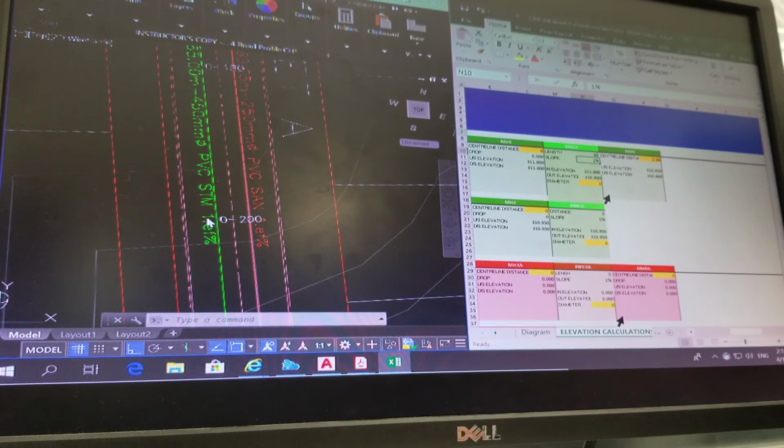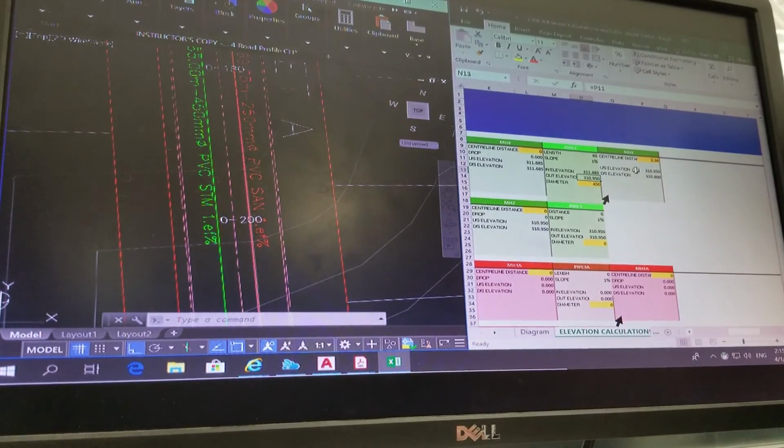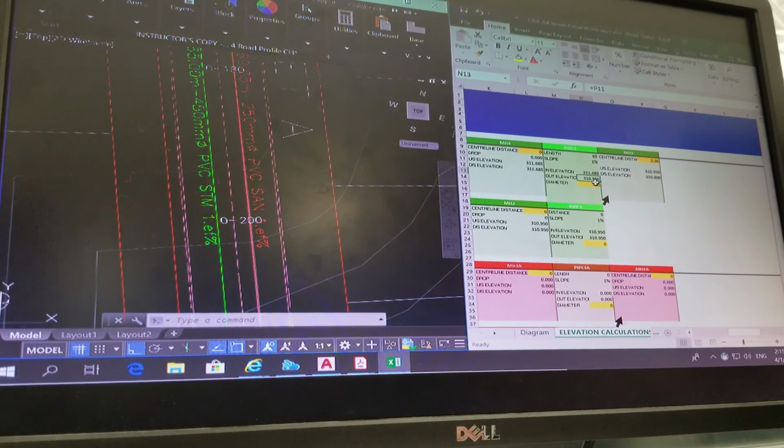My slope is 1 EF. I'm going to pretend my EF is 1.3. So 1.13 is my slope, based on my student number over here. And the diameter of the pipe is 450. What does this give me? It gives me that my pipe is arriving at this manhole, the out elevation, at 310.95.